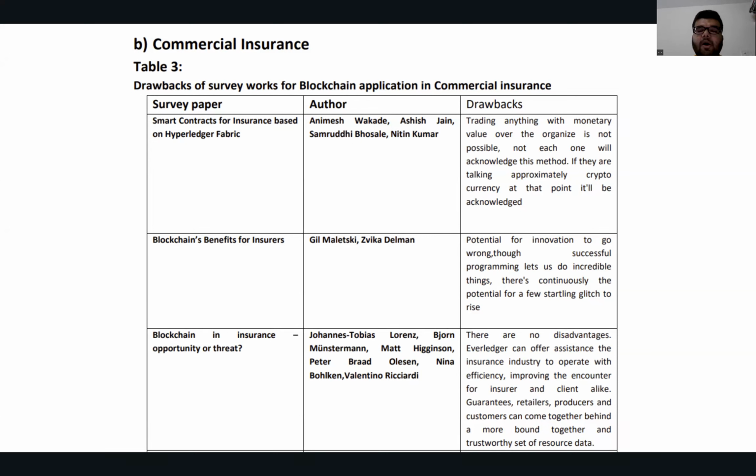The next survey paper, which we are going to talk about, is blockchain benefits for insurers. The author of this is Jel Meleski, Zavika Delman, and the drawbacks are the potential for innovation to go wrong through successful programming, letting us do incredible things. There is continuously the potential for some startling glitch to arise. Moving on to the last resource paper, which is blockchain in insurance, opportunity or threat. The authors are Jonas, Bergen, Matt, and other people. The drawbacks are there is no disadvantage. A ledger can offer assistance to the insurance industry to operate with efficiency, improving the experience for insurer and client alike. It guarantees retailers, producers, and customers can come together behind a more unified and trustworthy set of resource data.